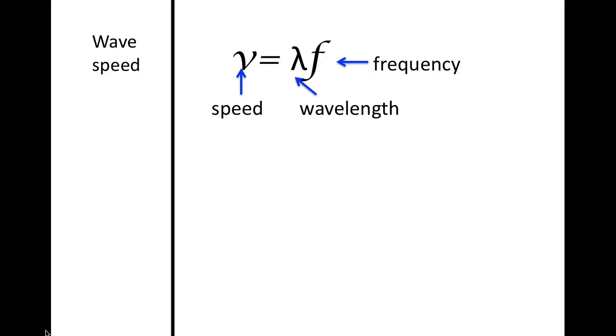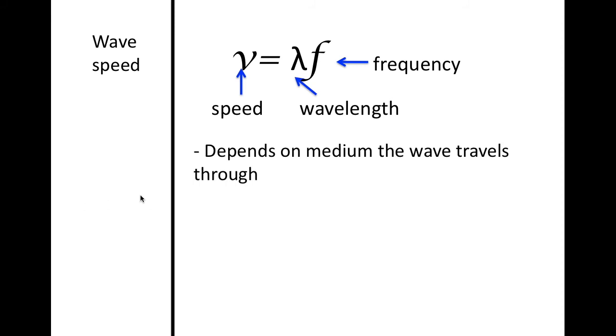If we know the wavelength and the frequency, we can figure out how fast the wave is traveling. We have an equation here that is speed equals lambda times frequency. And remember, lambda is the wavelength. Here's an example. The wave speed does depend on the medium that the wave is traveling through, so just keep that in mind. But let's go ahead and do an example.